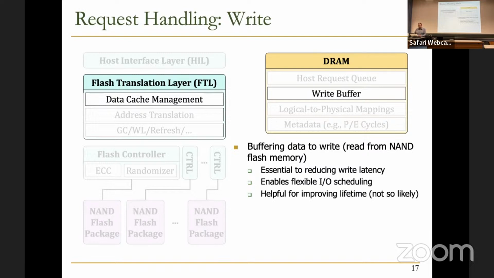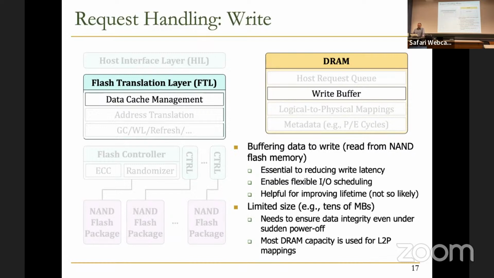So that's why improving lifetime is not that likely with this write buffer, but still you can get some improvement. But it has some issues. This write buffer has limited size, tens of megabytes. The main reason is that, remember that I said once you write to the write buffer, most of the time you can send the acknowledgement to the host system. Even though there are some write operations that you can specify as synchronous, meaning that the system has to write them to the flash and then you receive the acknowledgement. But for many other writes, you can just write to the write buffer.